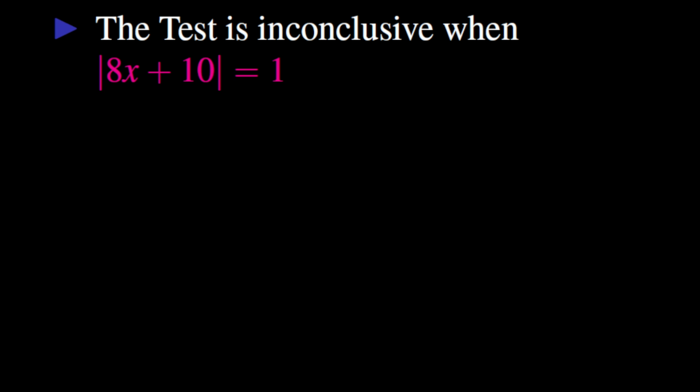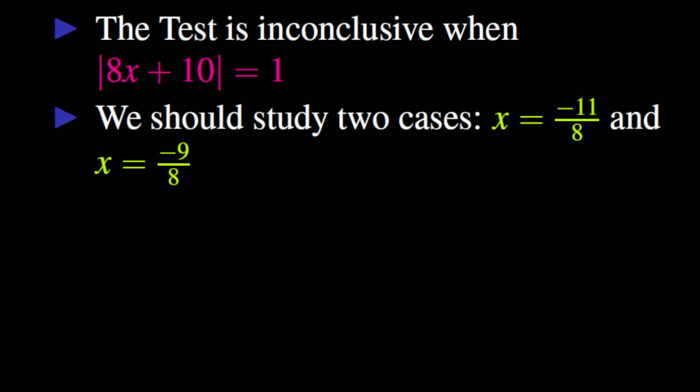The ratio test is inconclusive when the absolute value of 8x + 10 is equal to 1. This means that the series may converge or diverge at the endpoints of the interval of convergence. We will now study two cases, when x is equal to -11/8, and when x is equal to -9/8.